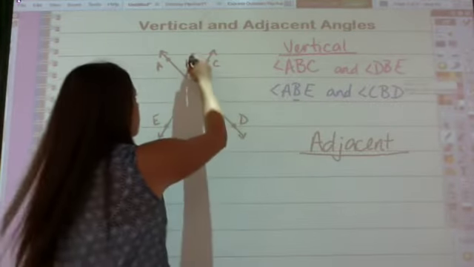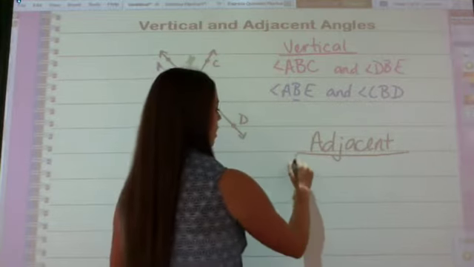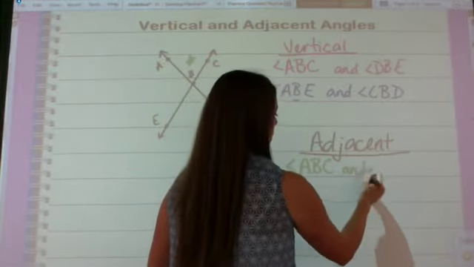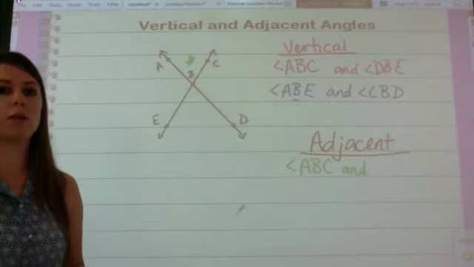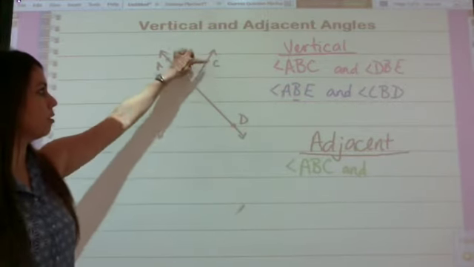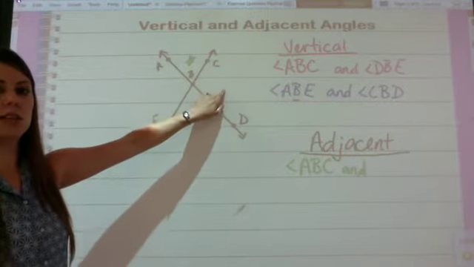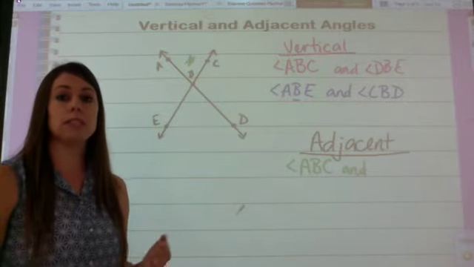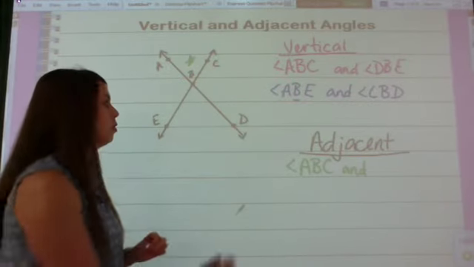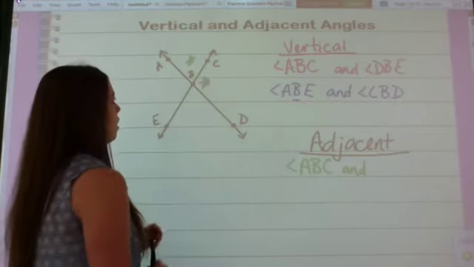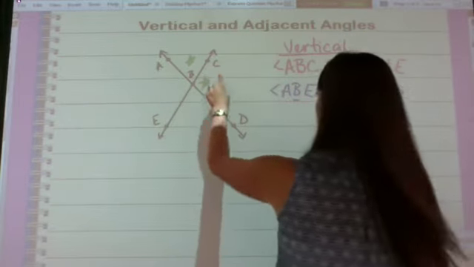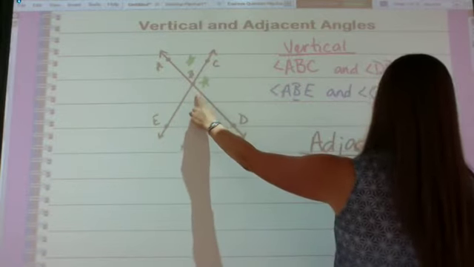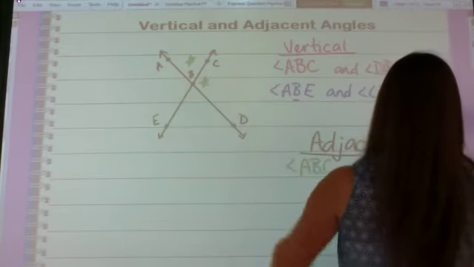I'm going to start here with ABC. So I'm going to say angle ABC. I'm looking for one that is right next to angle ABC. So I have angle CBD is right next to it, and angle ABE is right next to it. However, we say a pair. So a pair means two. So angle ABC and angle CBD are adjacent. They're right next to each other.